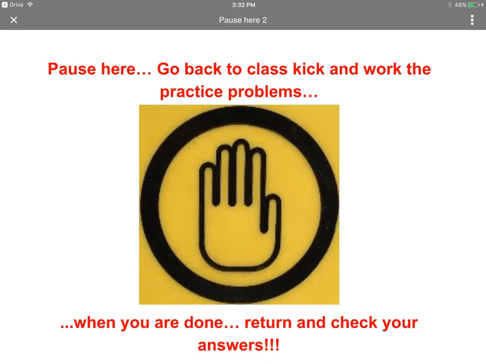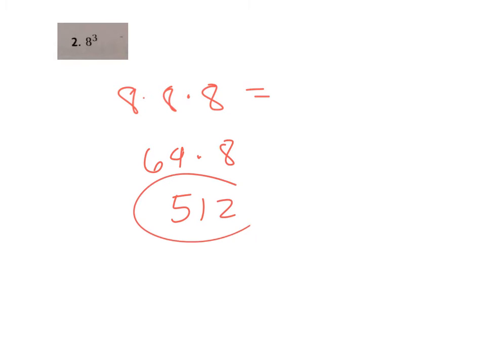All right, pause, going to class kick. I've got one for you. Alrighty. 8 to the third means 8 times 8 times 8. It does not mean 8 times 3, right? So 8 times 8 is 64, times 8. And 64 times 8 is 512.